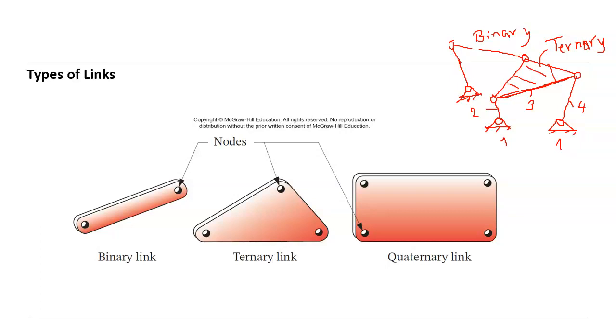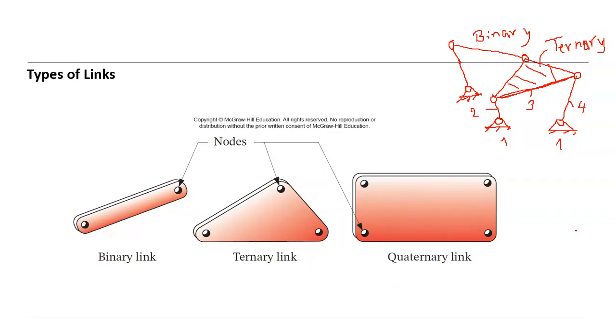So ternary. Okay. In some cases we have such a link element. Ternary has 3 connections, 3 pin connections, 3 nodes. And the quaternary has 4 connections.